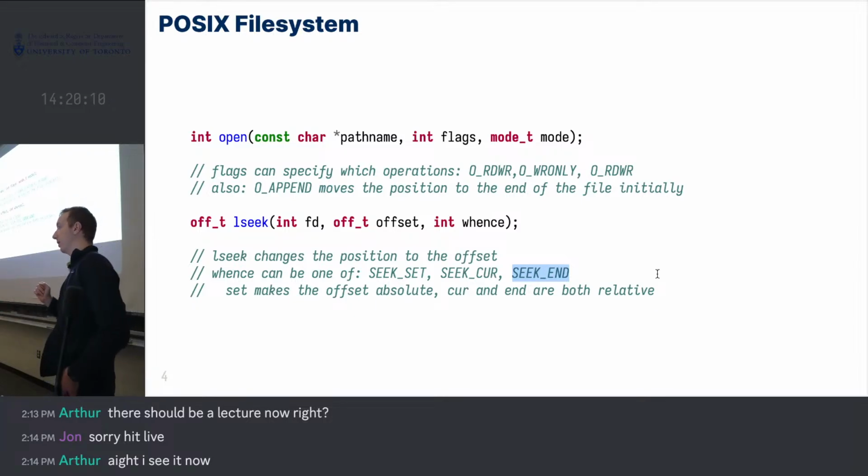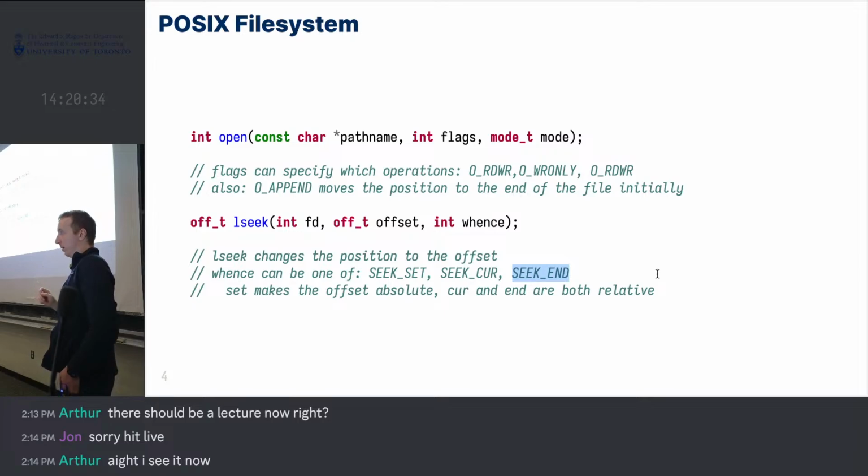Yeah? So if you do seek set and you do a negative offset, will you get an error or will it loop around to the end? So the question is, if I do a negative offset, will I get an error or will it loop around to the end? If I do a negative offset but I'm relative to the end of the file, that would be within the bounds of the file. It'll give you an error if you're not within bounds of the file.